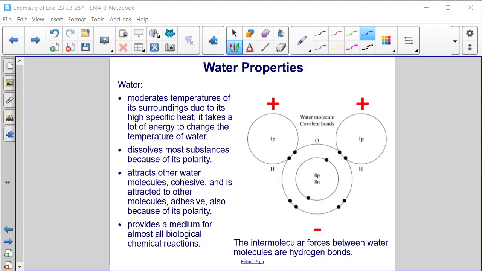Water properties. Water moderates the temperatures of its surroundings due to its high specific heat. It takes a lot of energy to change the temperature of water. Water dissolves most substances because of its polarity. It attracts other water molecules, is cohesive, and is attracted to other molecules. It is adhesive, also because of its polarity. It provides a medium for almost all biological chemical reactions. The intermolecular forces between water molecules are hydrogen bonds.